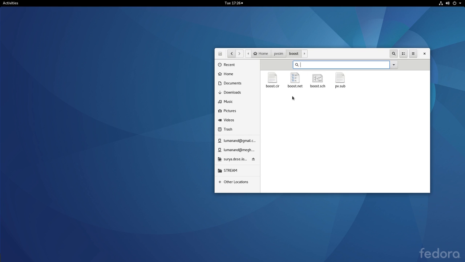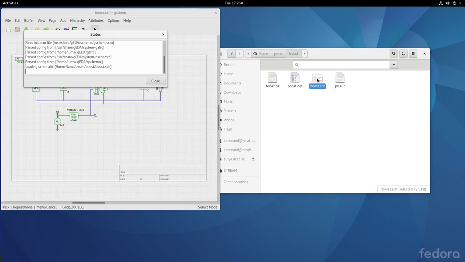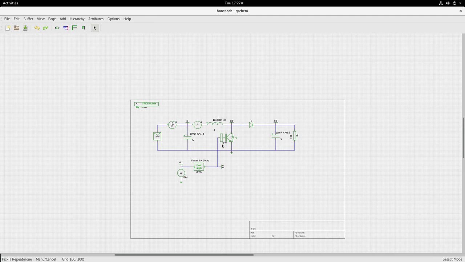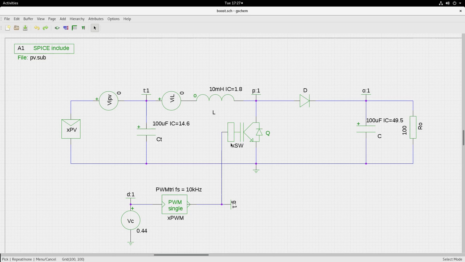I have here the schematic file. Let me zoom that. Now you see that this is the schematic of the boost converter: inductor, switch, diode, capacitor, load. So this portion is the boost converter. I have a capacitor here across the terminal of the PV to improve the input ripple. This is the PV source module, the model of which we designed earlier.